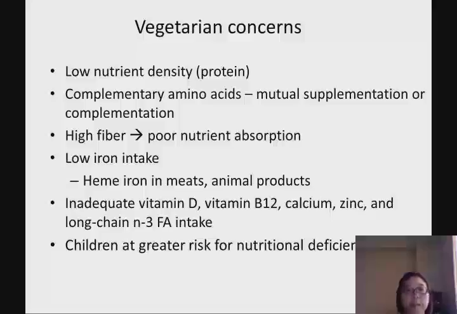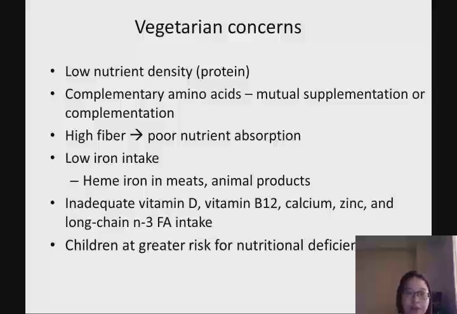Okay, and in those vegetarian diets, they have a higher fiber intake, so they may have poor nutrient absorption. Remember, in the carbohydrate section, I talked about how when we consume more high-fiber diets, it's going to inhibit mineral absorption. So that's why they have poor nutrient absorption. And they have a lower iron intake because heme iron is in meat and animal products. And inadequate vitamin D, vitamin B12, calcium, zinc, long-chain fatty acids, and omega-3 fatty acid intake. But I already told you how we can prevent inadequate intake of those nutrients.